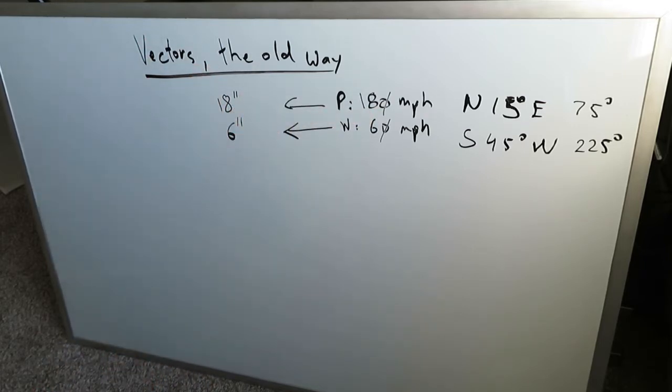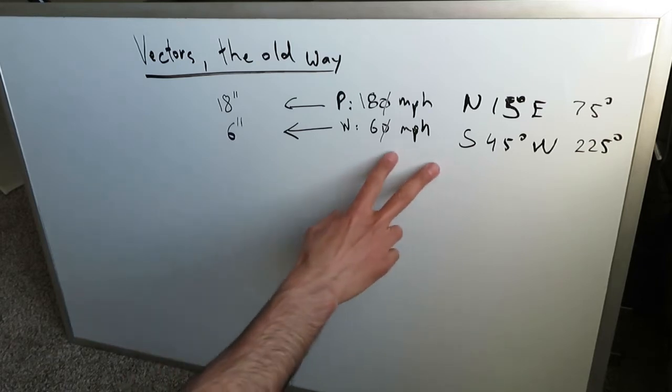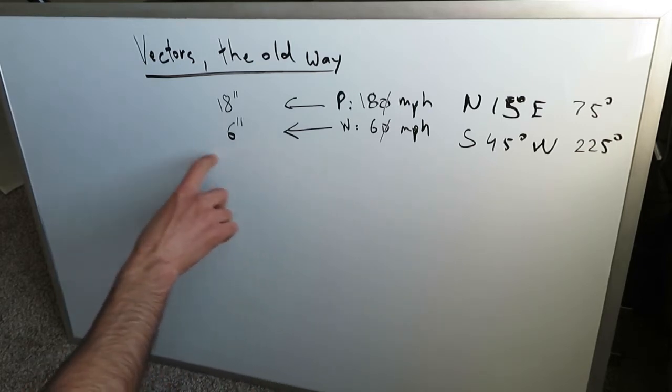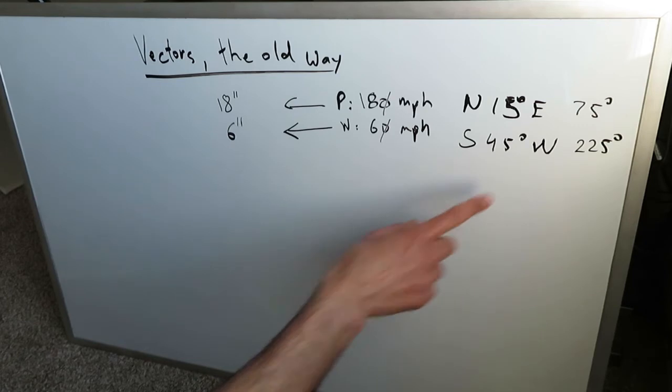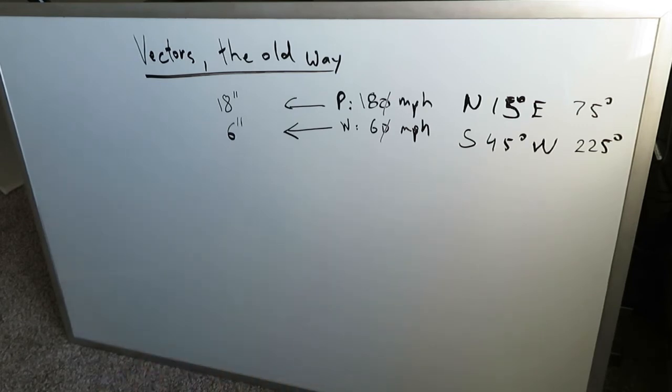So we have already solved a big part of this problem by converting this into a usable quantity. The 75 and 225 degrees are easily dealt with by means of a protractor. That's not a problem at all. All we've got to do now is plot this out and determine our resultant, and the process by which we're going to do that is the parallelogram method.